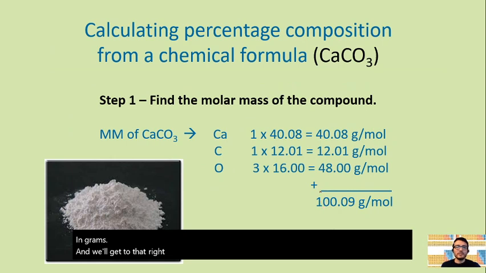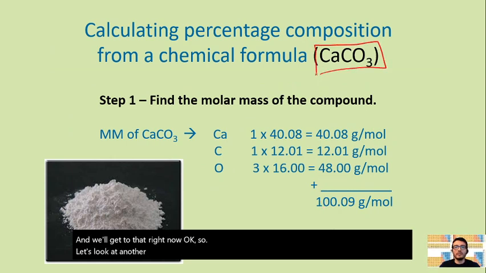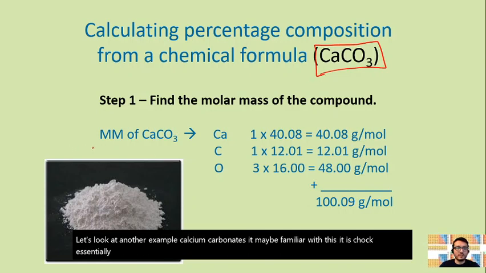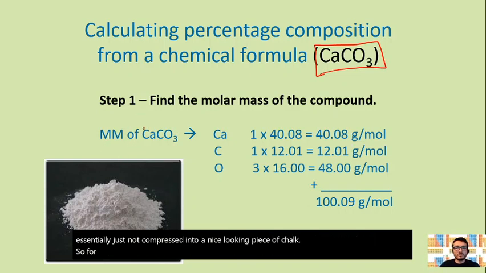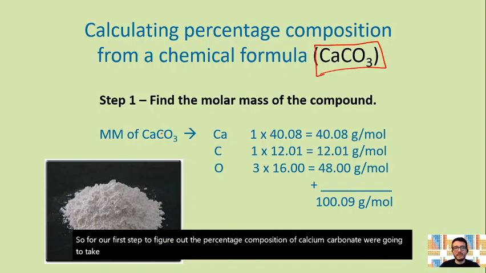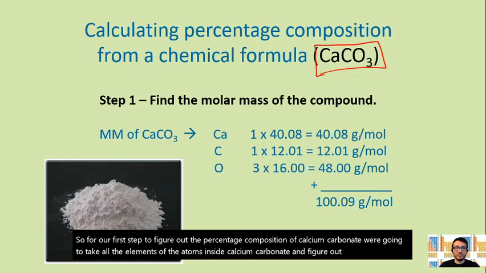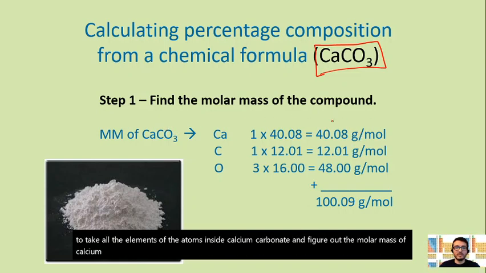Okay, so let's look at another example. Calcium carbonate. You may be familiar with this. It is chalk, essentially, just not compressed into a nice looking piece of chalk. So for our first step to figure out the percentage composition of calcium carbonate, we're going to take all the elements, all the atoms inside calcium carbonate, and figure out the molar mass of calcium carbonate. Right. So a bit of practice from our previous lesson.